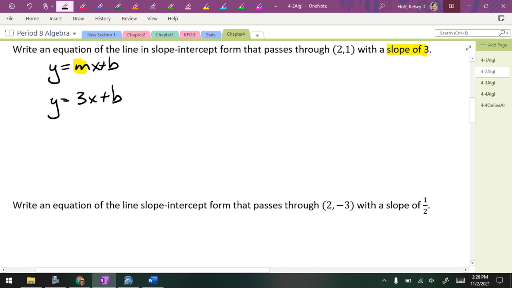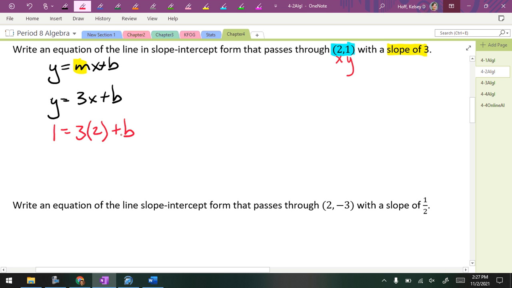But I really need to be able to solve for b. So if I'm going to solve for b, I have to be able to replace x and y so that b is the only remaining variable. That's where the point (2, 1) comes in. Because 2 is an x value, 1 is a y value. So I can replace x and y. Y gets replaced with a 1. X gets replaced with a 2. Now I'm down to a single variable.